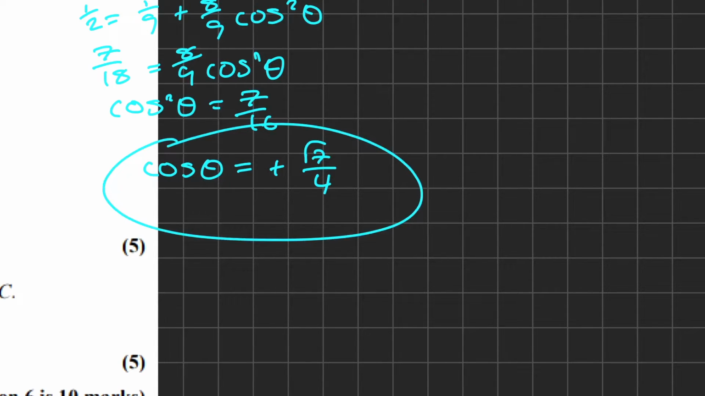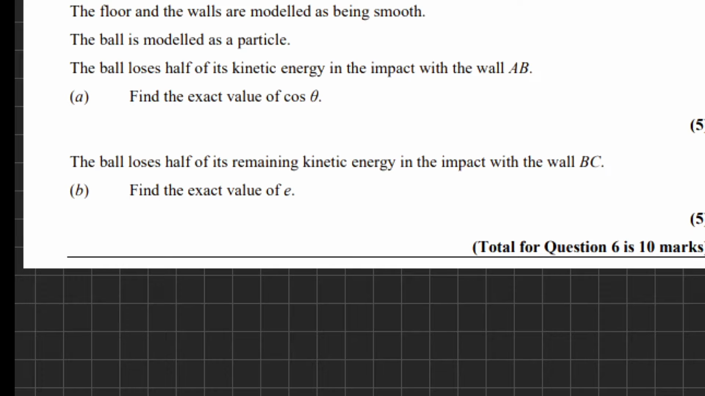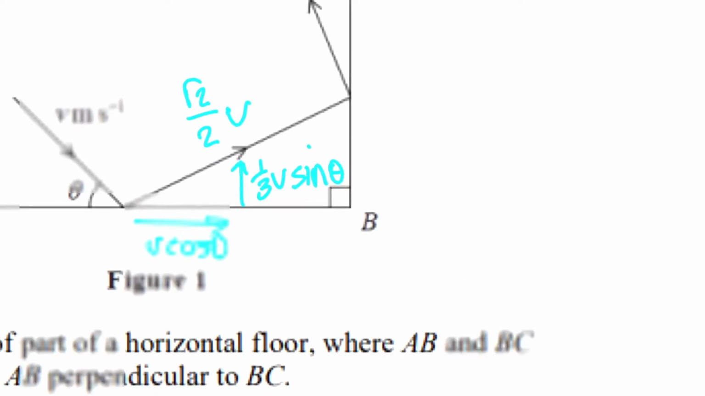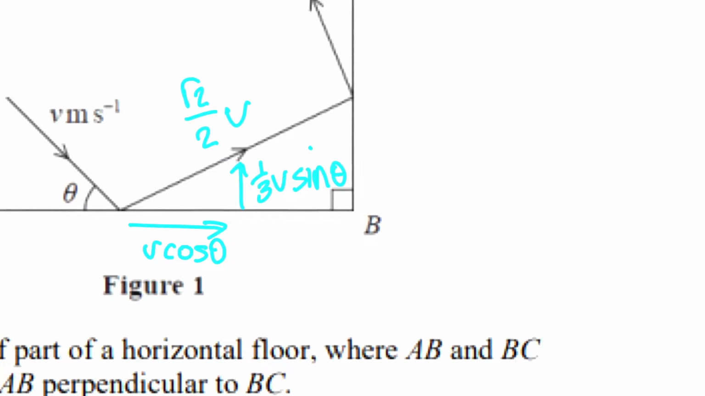That's cos theta. And part B says the ball loses another half of its kinetic energy in the impact with BC. Find the value of e, which is the restitution coefficient between the ball and BC. So if we look up here, we can see that after the first collision, the velocity of the ball perpendicular to BC, i.e. parallel to AB, is v cos theta.